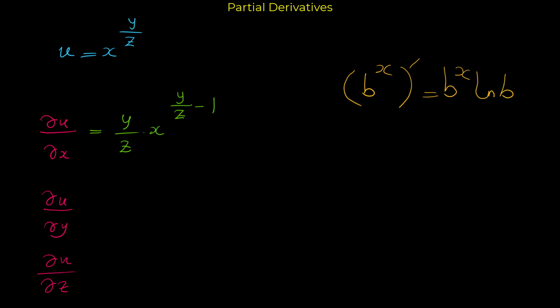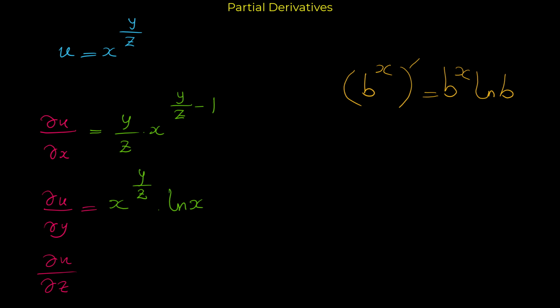So based on this formula, can you tell me what is the answer? The answer is x to the y over z. Repeat the function: derivative of b to the x is b to the x. So derivative of x to the y over z is x to the y over z times ln of the base, which is x. Is this a final answer?